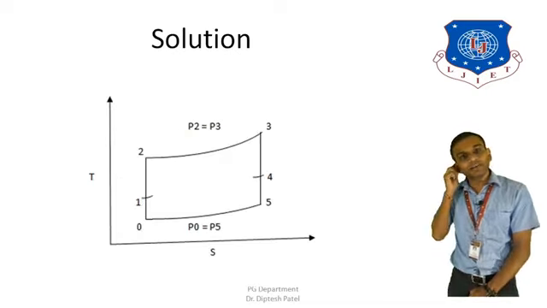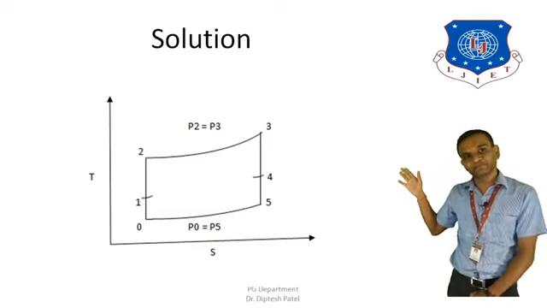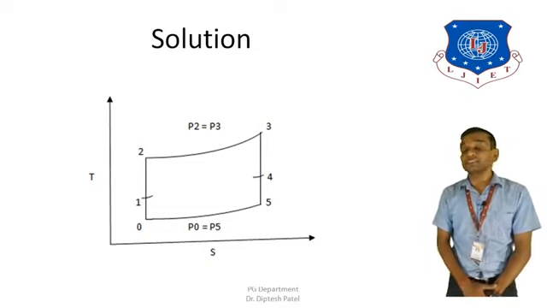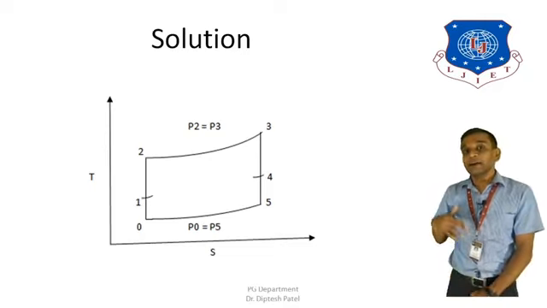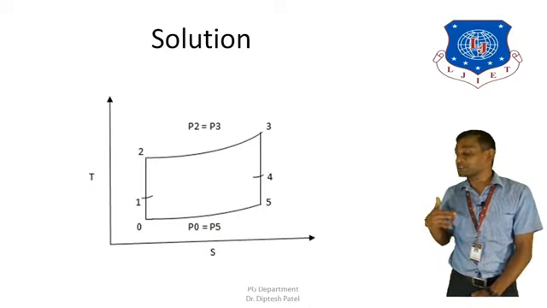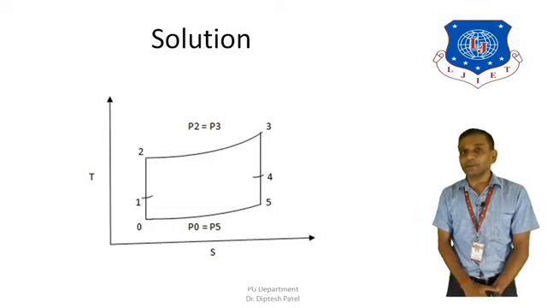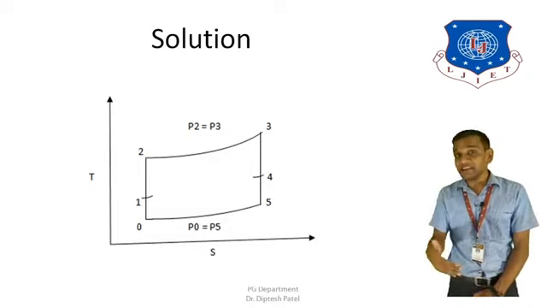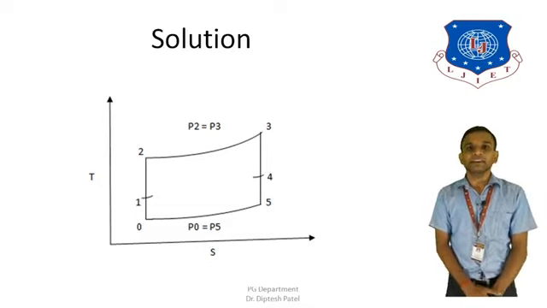Now first of all, before I start the numerical, let me go through the TS diagram here. You can see the whole process is shown in this TS diagram. Process 0 to 1 is isentropic compression that takes place in the diffuser. Then 1 to 2 is isentropic compression that takes place in the compressor. Then 2 to 3 is a heat addition process where heat is added in the combustion chamber at constant pressure, and therefore P2 has been written as P3.